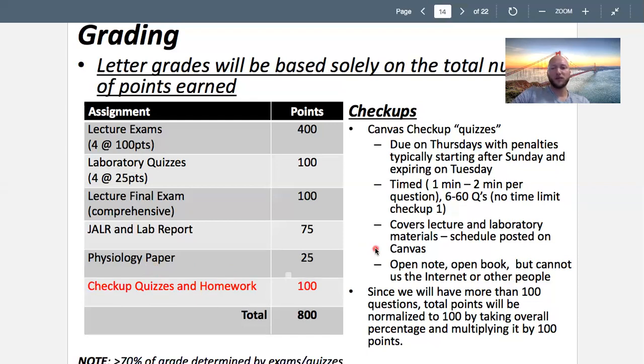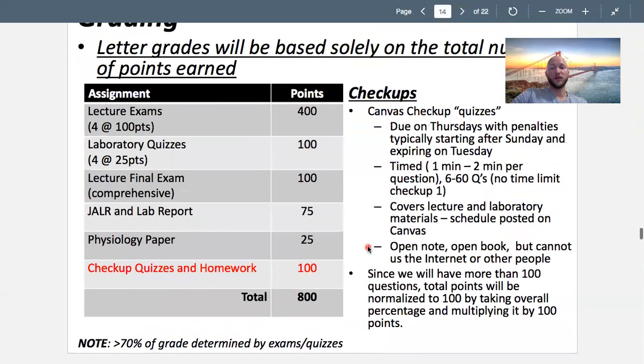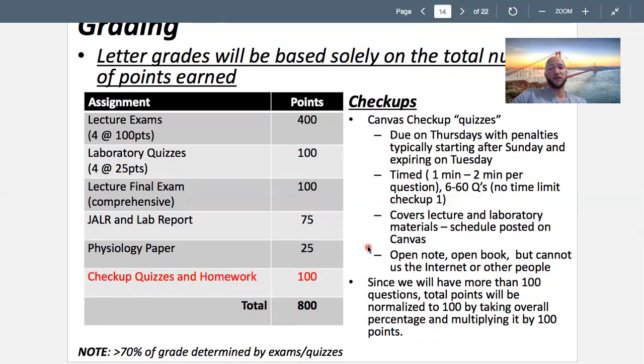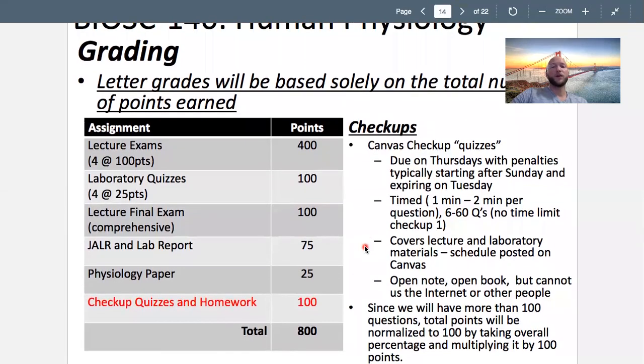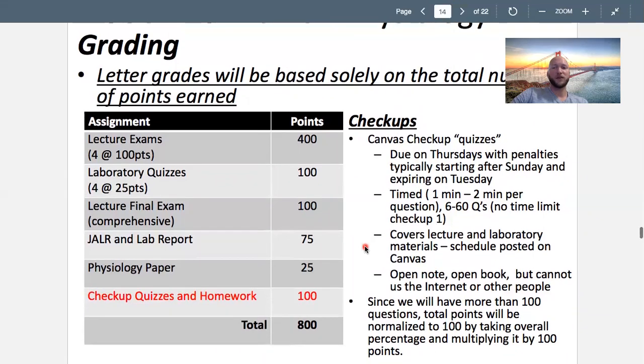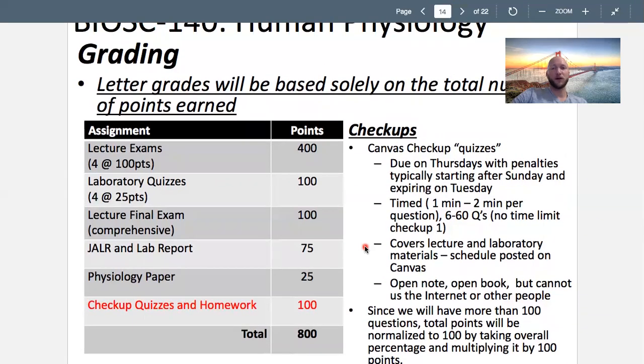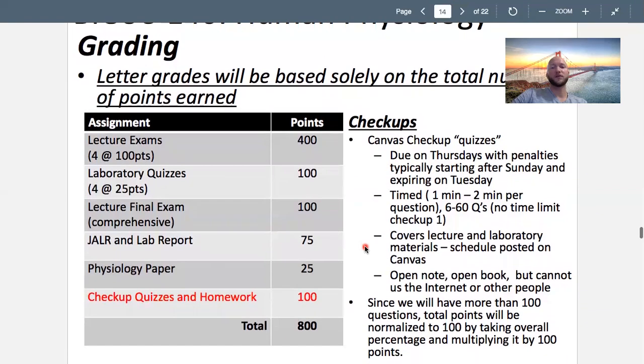These checkups are open note, open book, but you cannot use Google and you cannot work with other people. That's how all the tests are actually going to be this semester. They're going to be open book, open note, but you can't use the internet outside of our Canvas class, and you can't use other people. That'll be considered cheating.